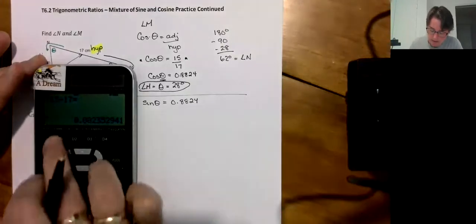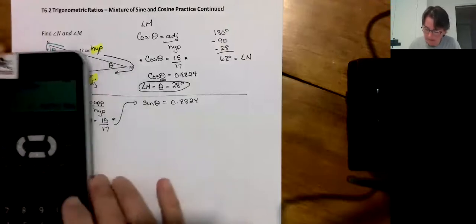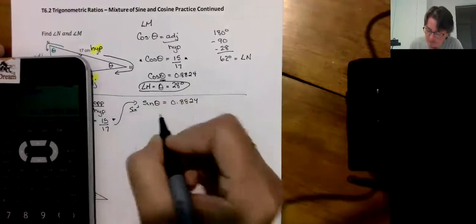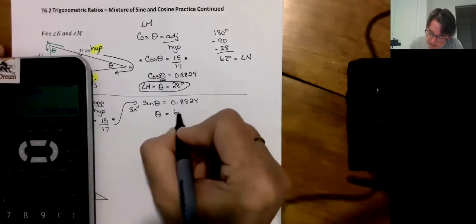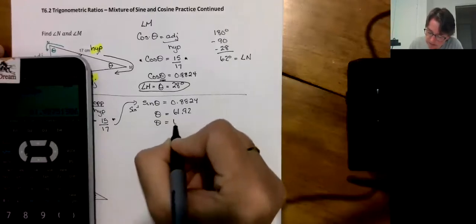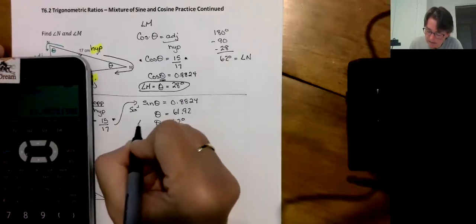0.8824. Then I go second and sine. Okay, just going to write sine to the -1 to remind myself what I did. And I get theta is 61.92. Theta is equal to 62 degrees. And that is angle N.